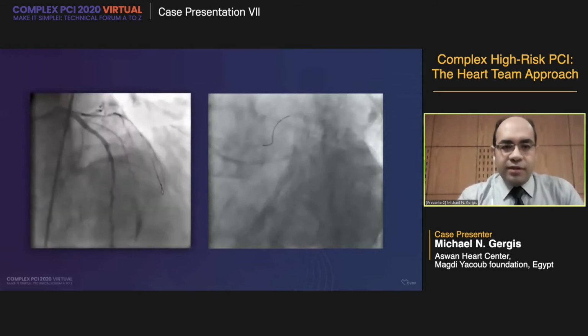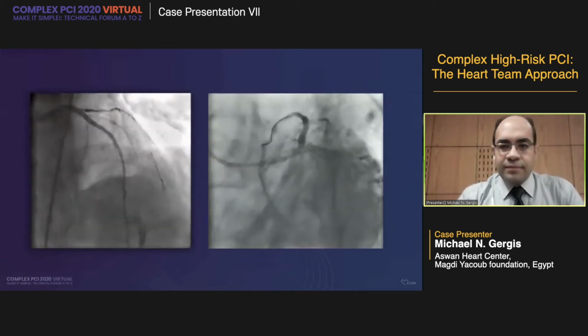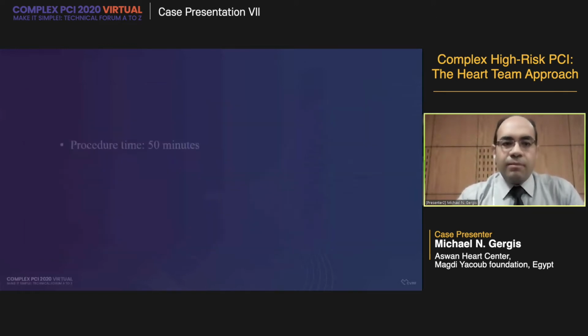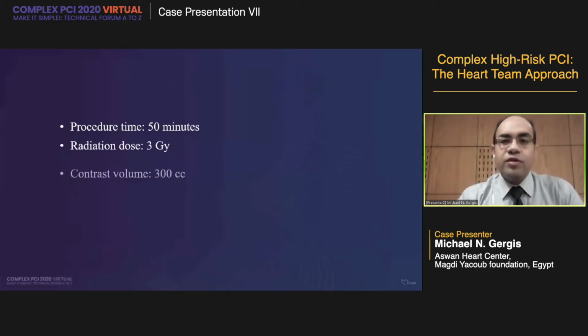This is a final shot after the IVUS run with a good result. My procedural time was 50 minutes. The radiation dose was 3 gray, and contrast volume was 300 cc.